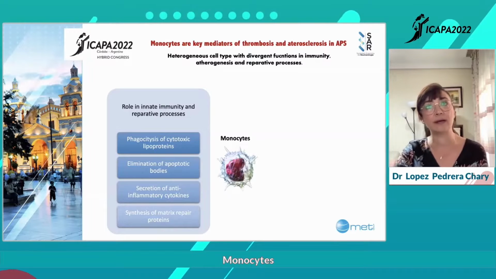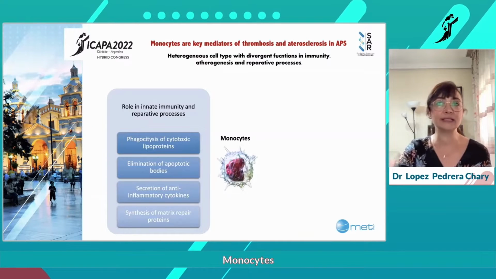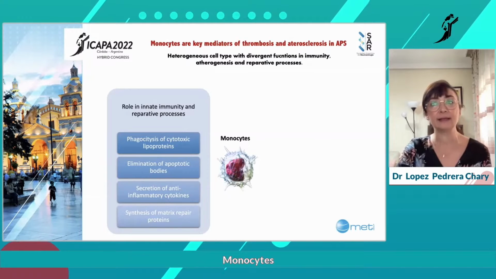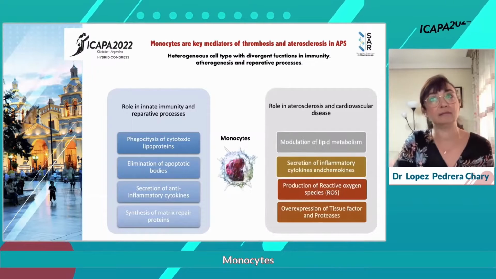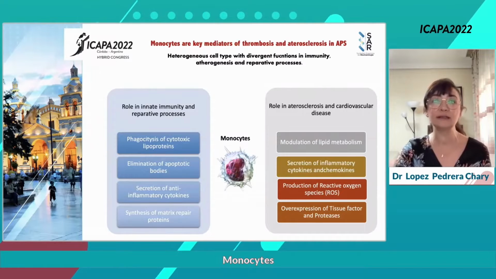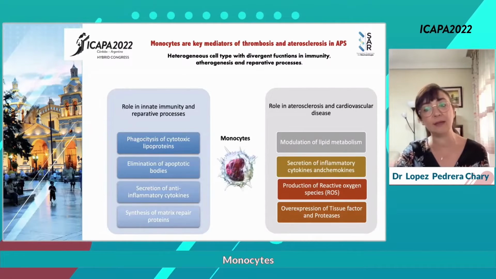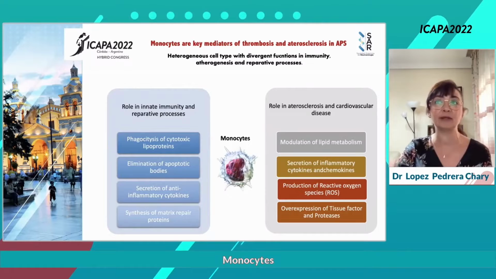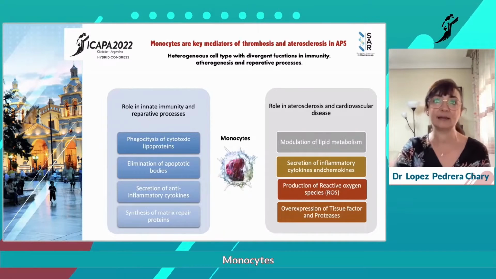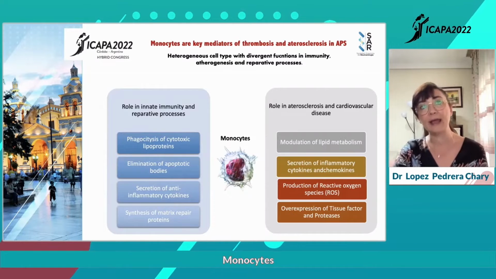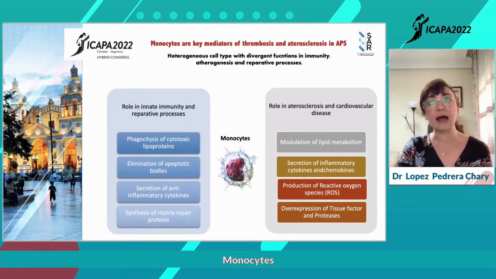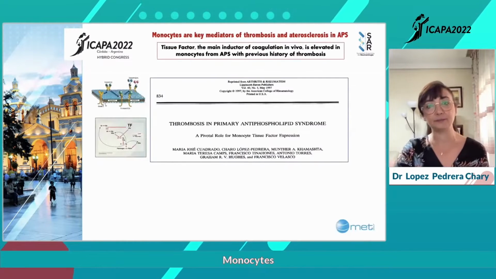These cells are, however, a heterogeneous cell type with divergent functions in immunity, atherogenesis, and reparative processes. Thus, in parallel to their relevant role in innate immunity, monocytes can promote detrimental effects by modulating lipid metabolism, secreting inflammatory cytokines and chemokines, and producing reactive oxygen species that drive the pathogenesis. Moreover, they produce tissue factor and proteases that contribute to thrombosis and atherosclerotic plaque rupture.